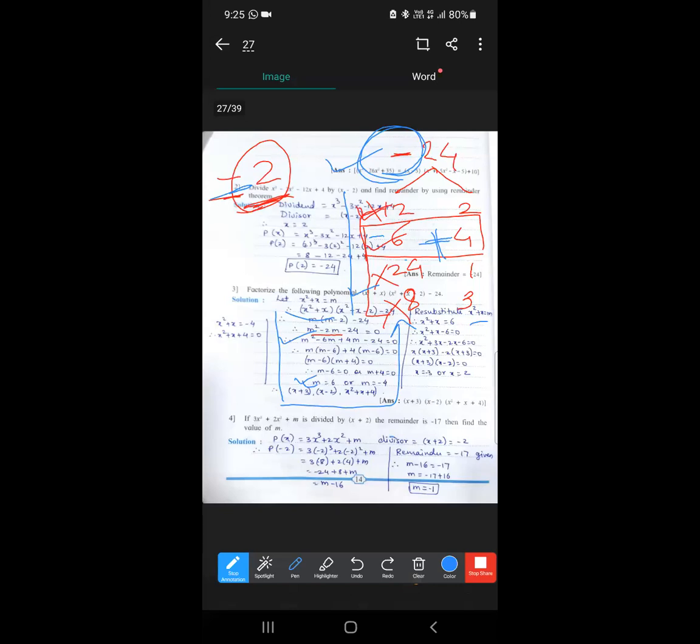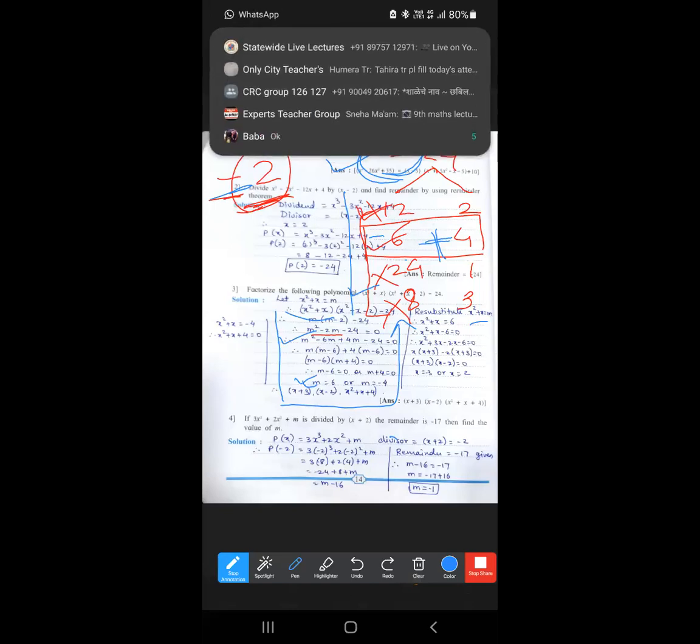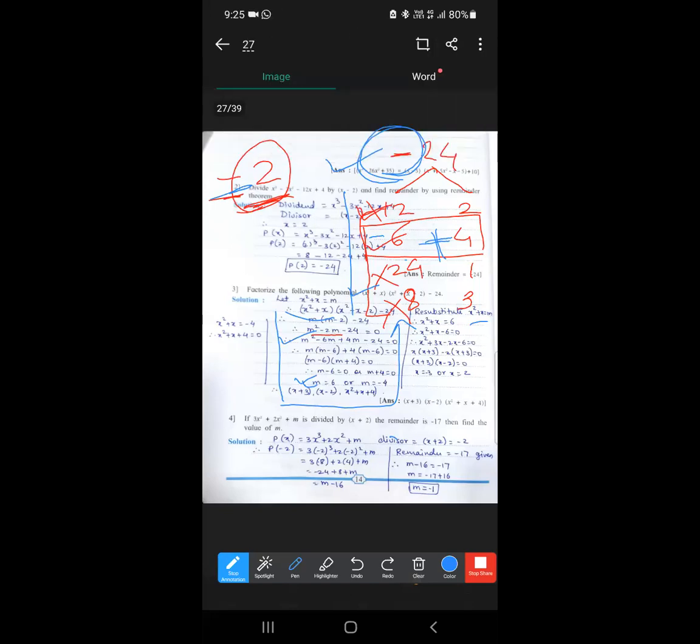So x square plus x. Now m, we have got two answers, that is 6 and -4. So both the values you need to resubstitute, and again you have to solve it. This type of question might be lengthier, but it's simple and very easy.